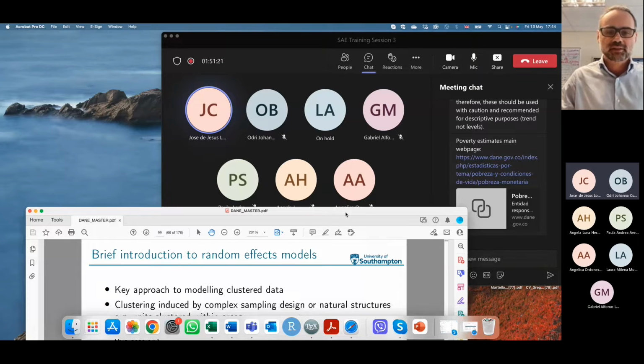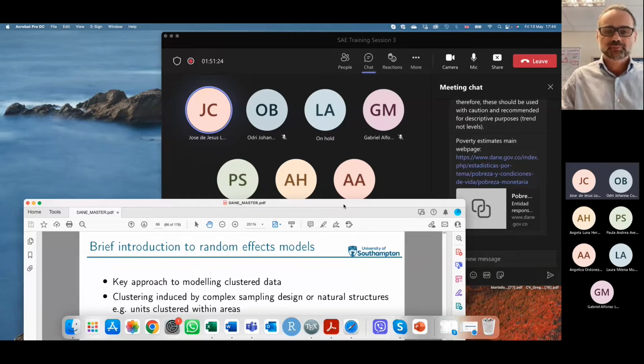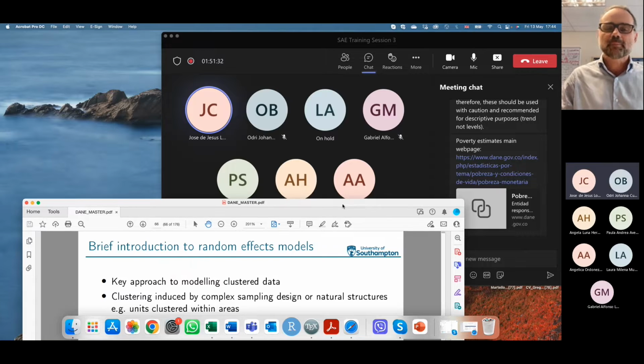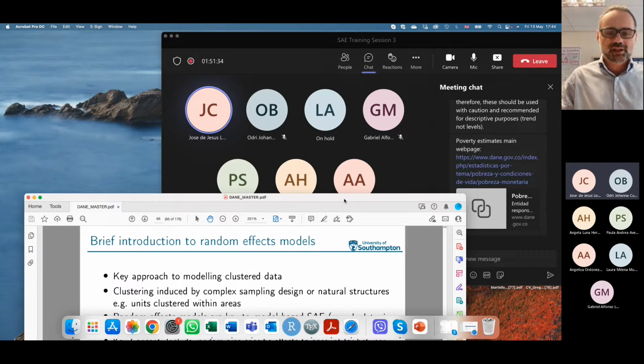I have heard of fixed effects and random effects models in economics. So in regression, but I don't know if this is the same concept. It is the same, Jose. Yes, so it's exactly the same.